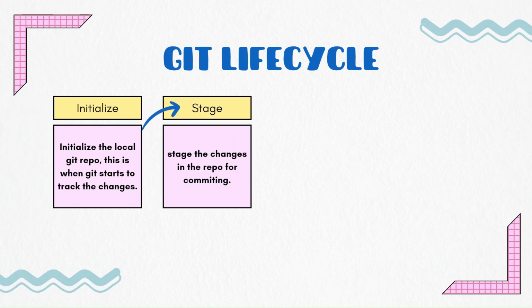Next comes the staging, which moves changes from the working directory to the staging area. This is where you prepare changes before committing them to the local repository. The staging area is a snapshot of what your next commit will look like, allowing you to select and group changes for commit.